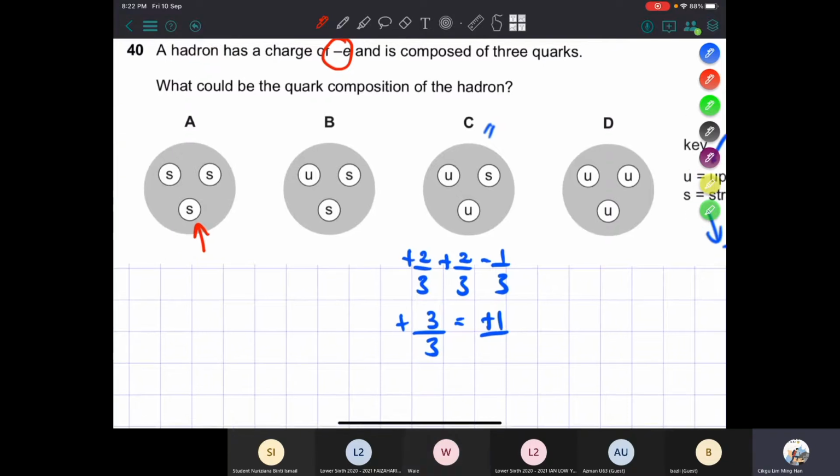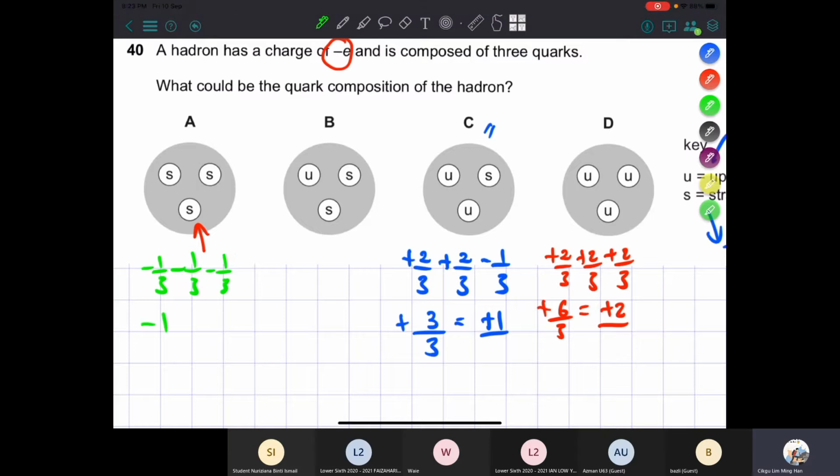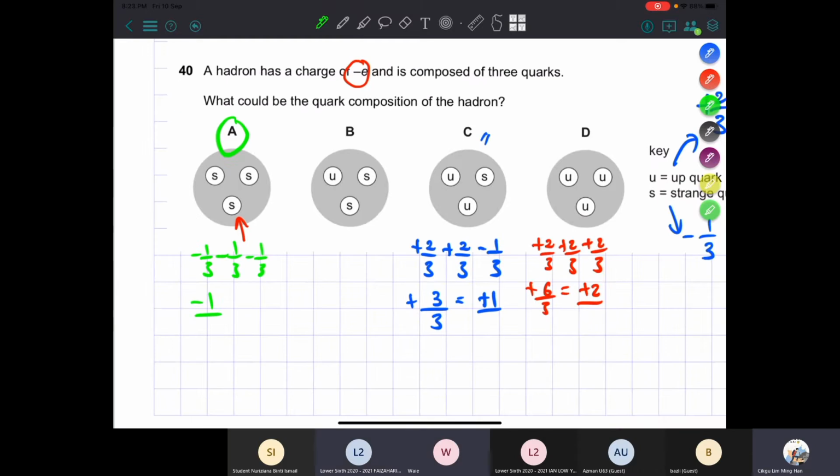D is even worse. Plus 2/3 plus 2/3 plus 2/3 is 6/3. So it's a plus. I think it's A actually. So it's a minus 1/3. Oh, sorry. Minus 1 over 3, minus 1 over 3. So you got a minus 1. Yeah. So A will be the answer.